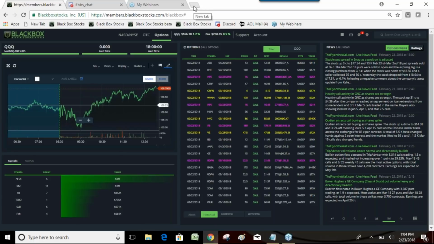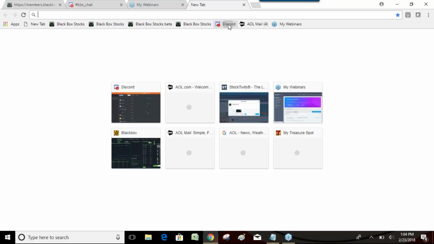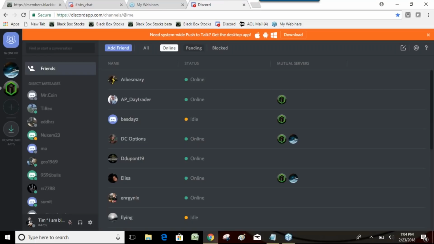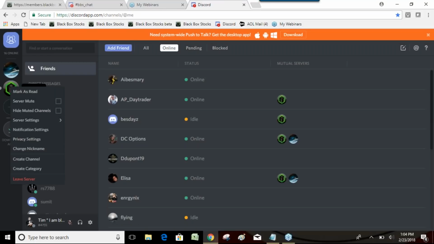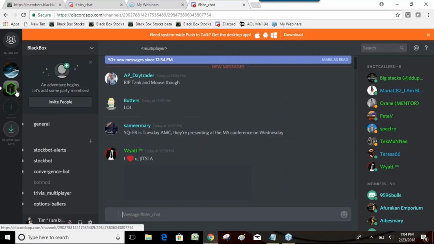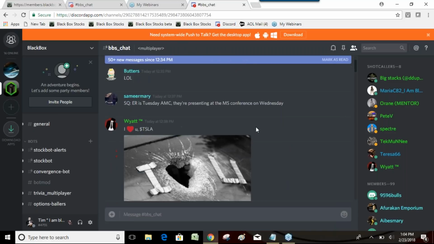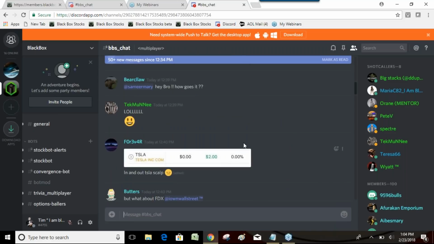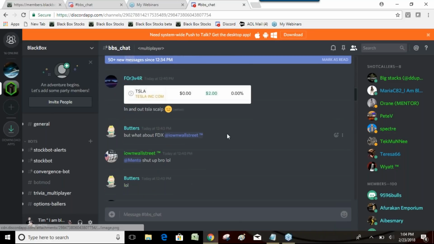Let me show y'all how to get on Discord. Now the black box chat room itself, it's mainly for stocks. We've got hundreds over here on Discord. Very, very good traders showing you live what they're trading, talking live, educating all day. Let's go ahead. Show y'all a little bit about what's going on in there. Somebody just opened a Tesla position.